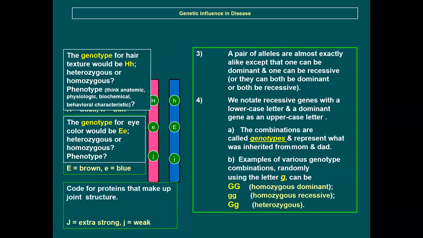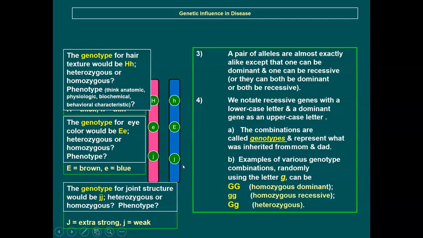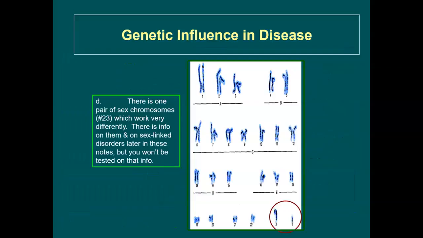When we look at the letter J, the dominant gene will code for extra strong bone joint structure, and then the recessive gene will code for weak joint structure. And when we look at this child who inherited the recessive trait from mom and dad, and when they pair together, their genotype is going to be homozygous recessive, and the phenotype is going to be weak joint structure. So that's how we figure out how our offspring are going to have which trait.